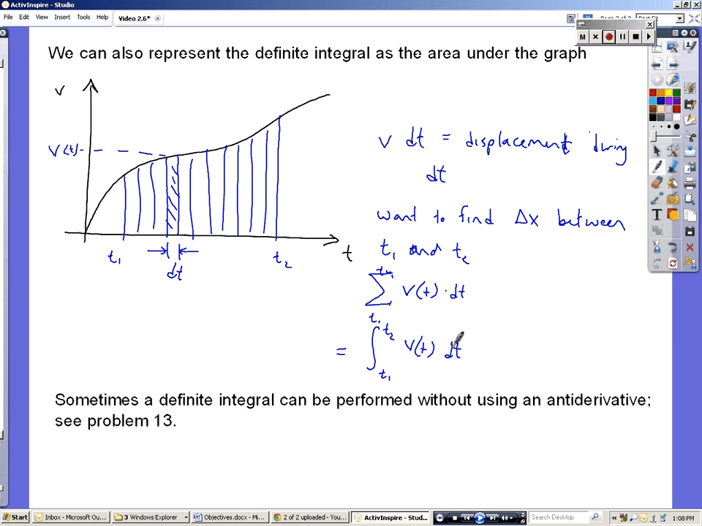Problem 13 in your physics textbook is an example of a definite integral that can be performed without using an antiderivative. For tomorrow, at this point you should be able to do all the antiderivative problems. Please work them by hand first and then check your work with the calculator. Don't just put it into your calculator the first time. I want you to become comfortable with this so you can do it without a calculator, and then you'll understand what the calculator is doing and you'll be able to use it more intelligently.